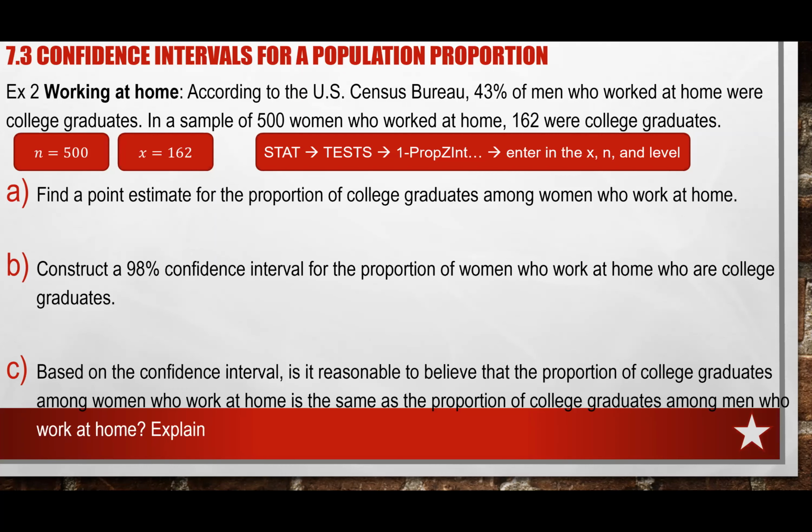Looking at this, let me ask you, how do we find the point estimator if we don't type it in here? You can type it in here and find that answer. If you don't, to find the point estimator, reminder, all you need to do is take the X divided by the N. That is your point estimator: how many we have divided by the total.